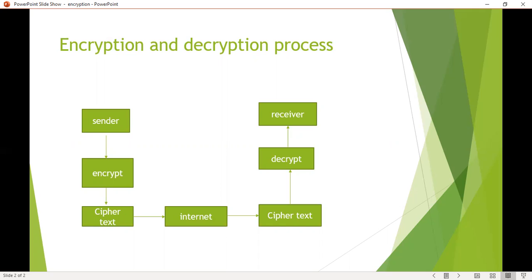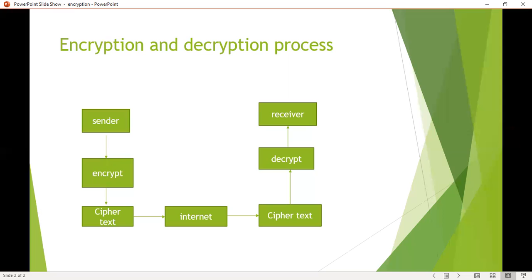The sender converts a plain text message into a cipher text. Let's see what plain text and cipher text are. Plain text is the normal text, the text as it is. Cipher text means applying some different characters to a particular plain text. So the sender, using some key, encrypts the plain text message and converts it into an unreadable format by using a particular key. After that encryption process, the message gets converted into cipher text.